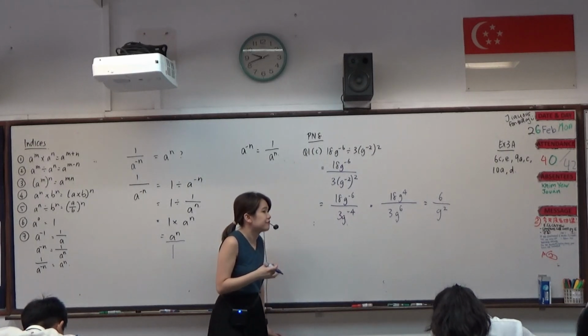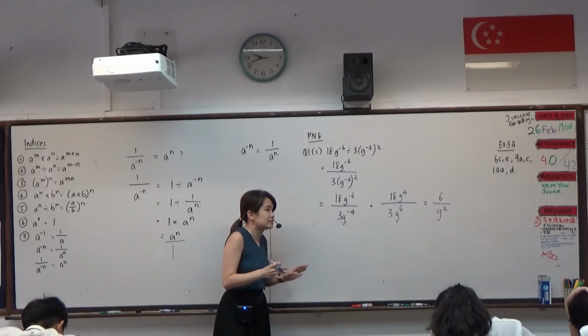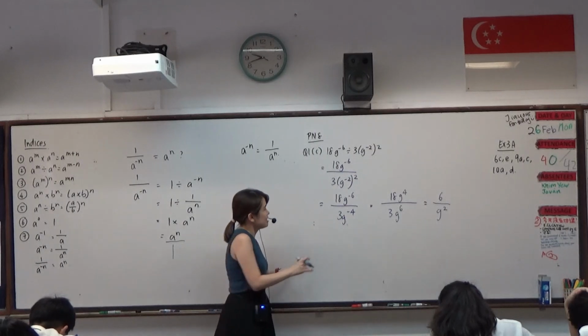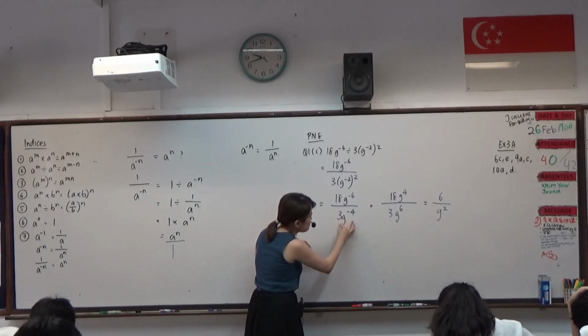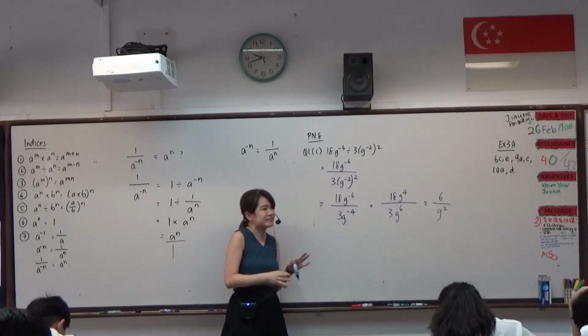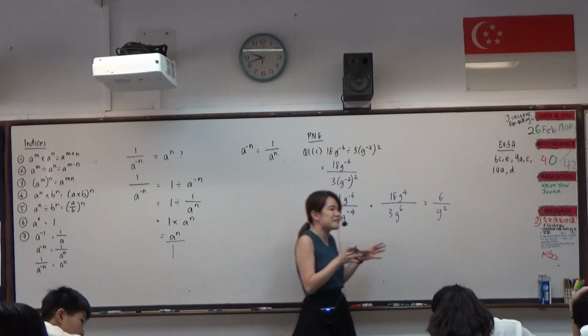Why the negative sign disappears? Because I already shifted. So your g to the power negative 4 already shifted up. This thing shifted up already, the negative sign must disappear. Because the negative sign, I must have it in positive numbers.